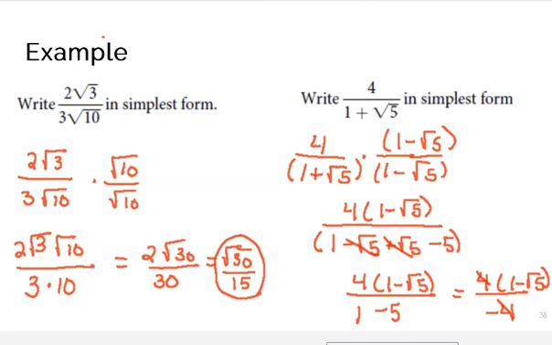So now we've simplified this expression as well. Now on the next slide, you're going to get a chance to practice a couple of examples on your own.